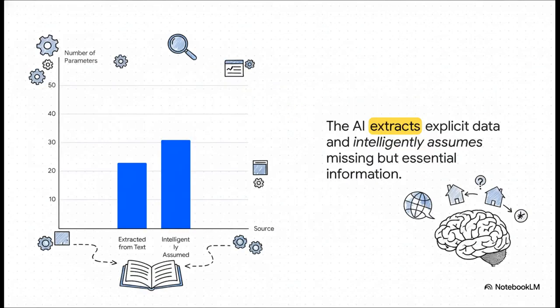So how in the world does it get to 54? Well, it finds 23 parameters that are literally written out in the text. But then, and this is the game changer, it intelligently assumes another 31. These are things like standard zoning rules or typical construction costs in Tokyo, stuff that an expert would know but that wouldn't necessarily be spelled out in a brief.